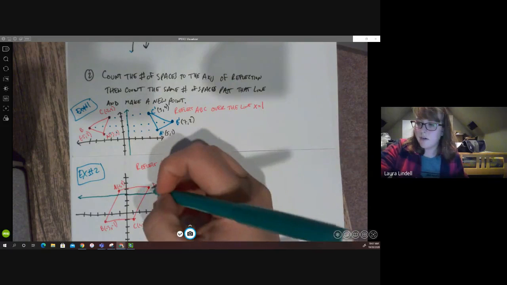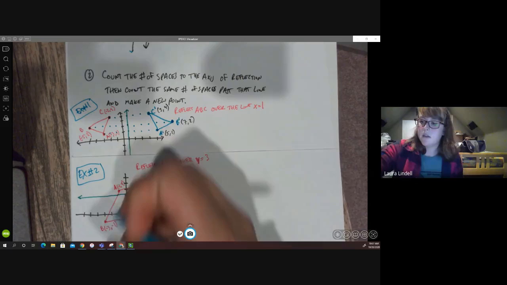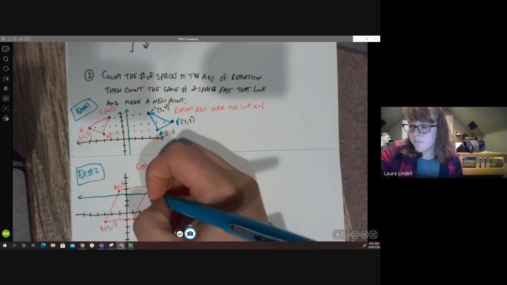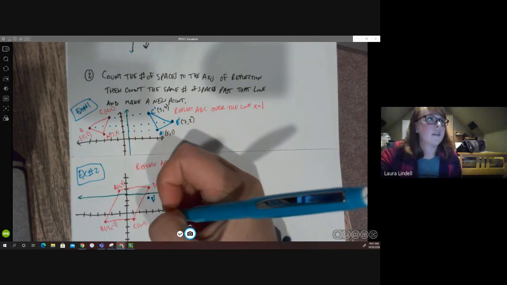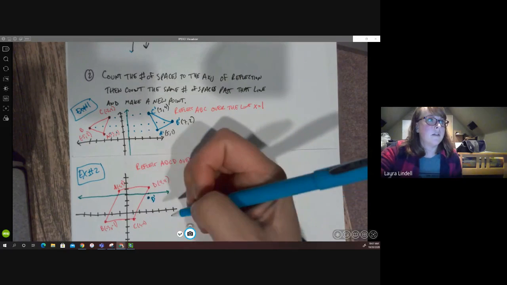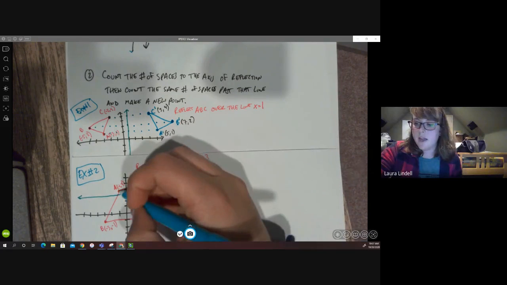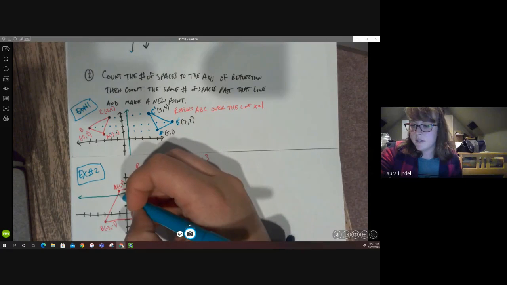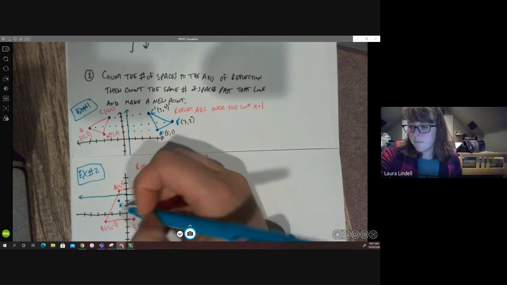So starting here, we'll start at point D. From D, I have to go down 1 to get to the line. So then I have to go 1 past it. Here's D prime. Then for A, I also have to count down 1 to get to the line. And so I go 1 past it. And there's A prime.